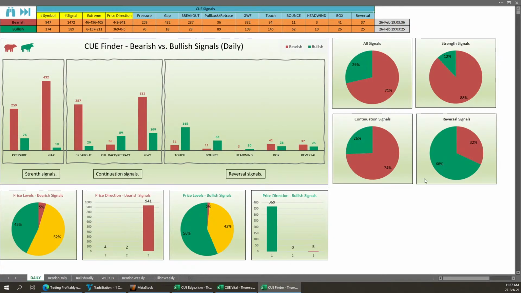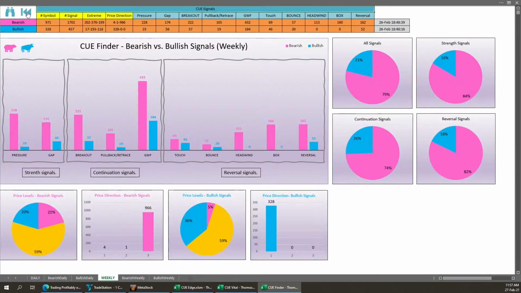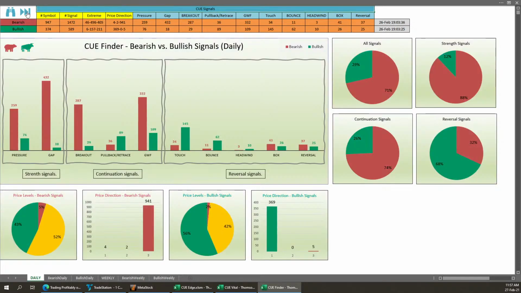And if we look at the daily picture, Q finder technical breadth analysis, all signals are still bearish 71%, strength signals still bearish 88%, trend continuation still bearish 74%. However, reversal signals are more bullish than bearish. That gives some support to the idea of buying some stocks at least on Friday. Not very strong support, but some support. Overall, we have to say QFinder weekly and daily are both bearish. There is no other way of saying that.